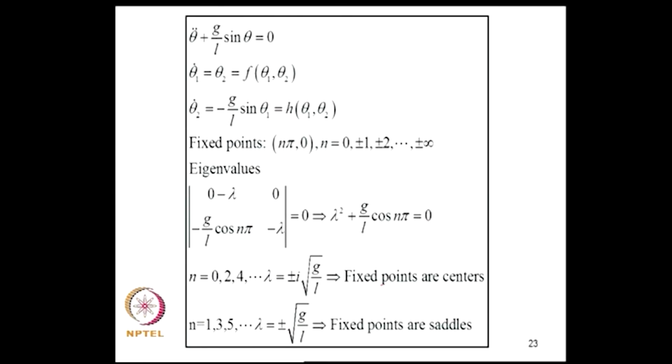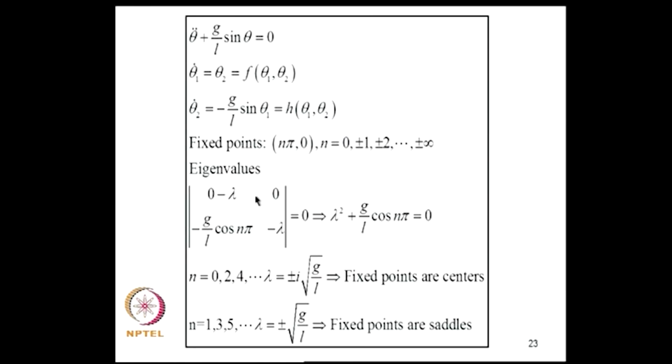Now, we will consider a simple pendulum. The governing equation is theta double dot plus g by L sin theta equal to 0. So, again theta 1 dot is theta 2, theta 2 dot is minus g by L sin theta 1. So, this is f and this is h. The fixed points are theta 2 equal to 0 and sin theta 1 equal to 0. Sin theta 1 equal to 0 means I have n pi comma 0, where n varies from 0, plus minus 1, plus minus 2, etc. So, this system has an infinite set of fixed points.